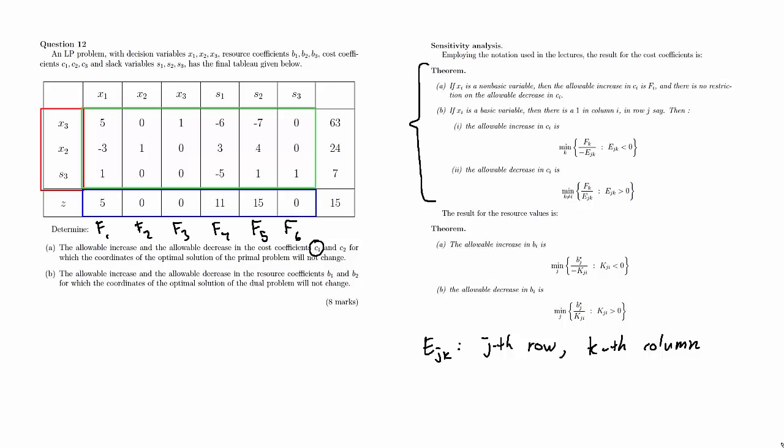Applying the theorem, we have i equal to 1, and we have to decide if x1 is a basic variable or not. We can see that x1 does not appear in the left-hand column, so it is not basic. Thus, we use part A of the theorem. The allowable increase for C1 is F1, which is 5. And there's no restriction on the decrease.